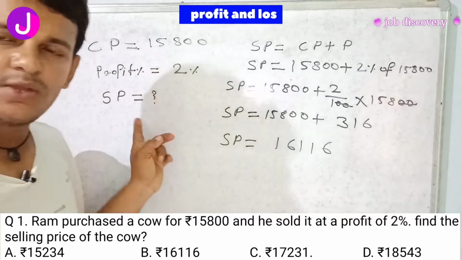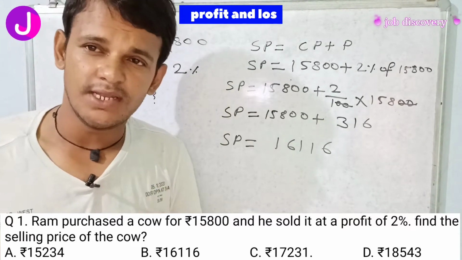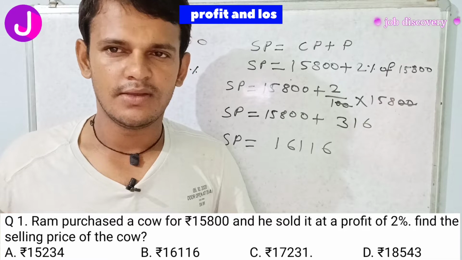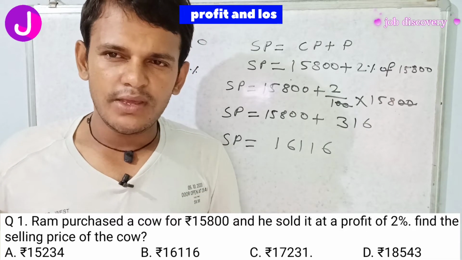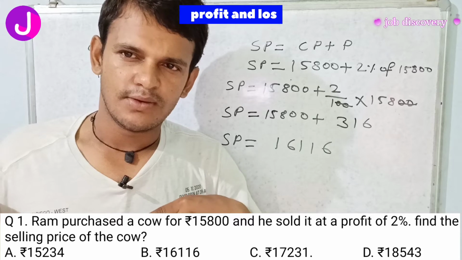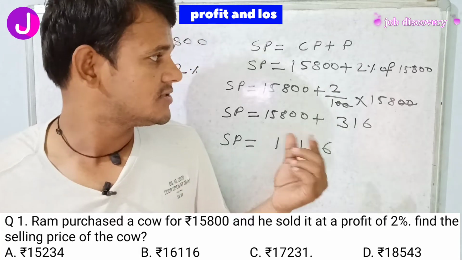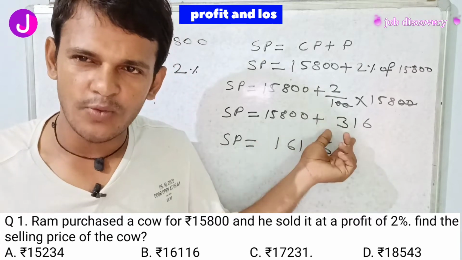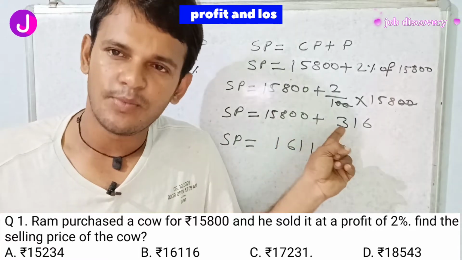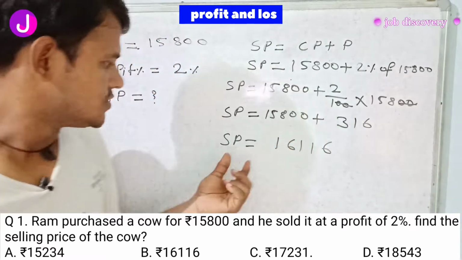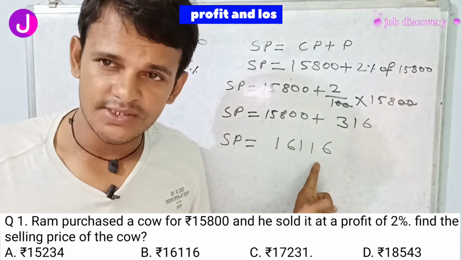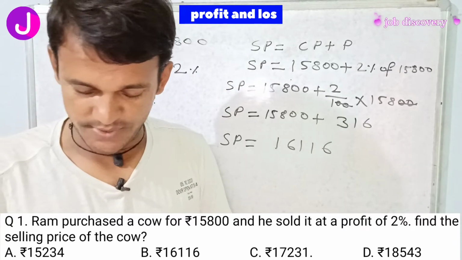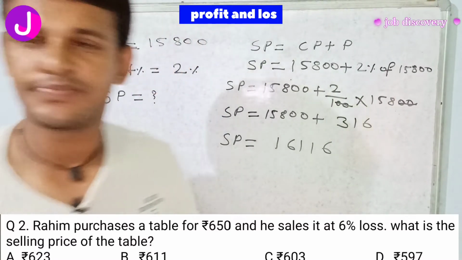Cost price 15,800, profit 2%. We need to know his selling price. So selling price is equal to cost price plus profit. What is 2% of 15,800? 2% will be 316. So cost price 15,800 plus profit 316, SP will be 16,116, right? So our answer is 16,116, Option B. Move to the next question.